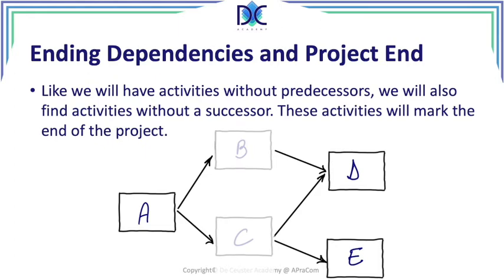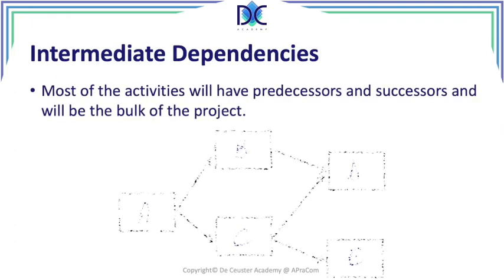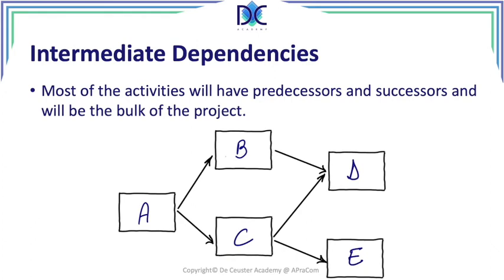So now we have the starting and the ending activities, but we still have intermediate dependencies. Now, when we look at the activities B and C, we see that they have predecessors and successors.